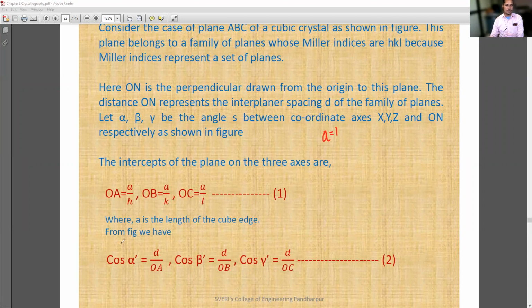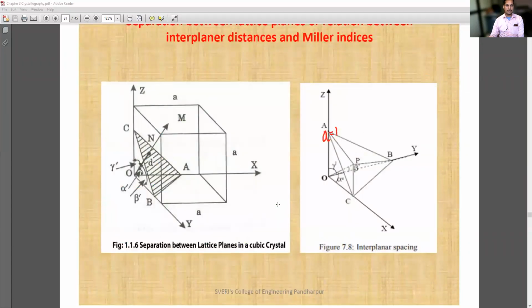Now what are the angles? Cos alpha dash is equal to D upon OA, cos beta dash is equal to D upon OB, cos gamma dash is equal to D upon OC. So how we can get this? Cos alpha dash is equal to D upon OA. हे आपण लिहिलेलं इथे. So we go to the figure once again and I just connect some lines so that you can get the idea. So this we are connecting, this triangle we are considering, this is 90 degree. Okay, this is ON, this is OA and this is alpha dash.